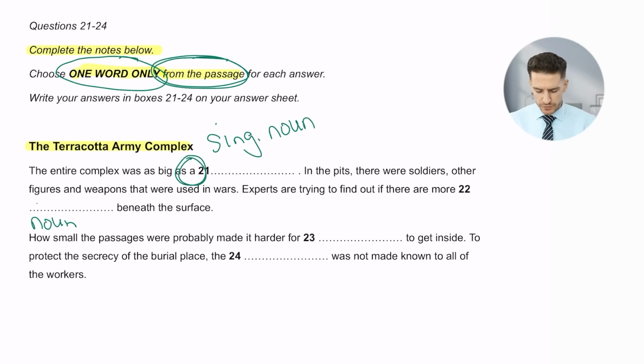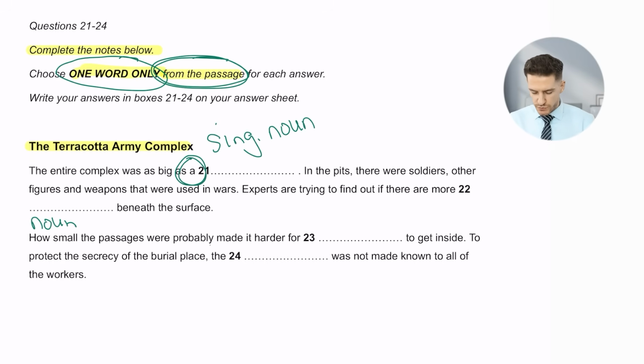So let's pretend we put the word eat in there. That's a verb, but if we read that, it doesn't make sense. If there are more eat, well, that doesn't make sense. But if we put a noun in there, maybe something like cats, there are more cats beneath the surface, well, that makes sense. So we know that the answer for this one is a noun, and it's probably a plural noun. So let's move on now to question 23.